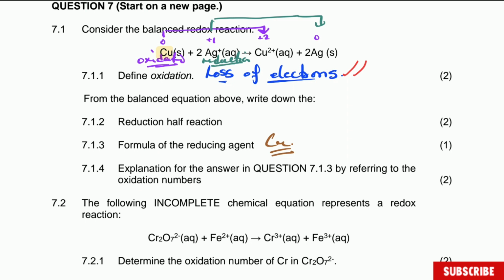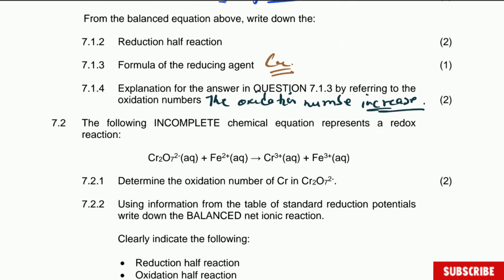Okay, so question 7.1.4, explanation of the answer in question 7.1.3 by referring to the oxidation number. So all we have to say here is the oxidation number increases. And that will be the answer. The oxidation number of copper increases, and that is why it is the reducing agent.